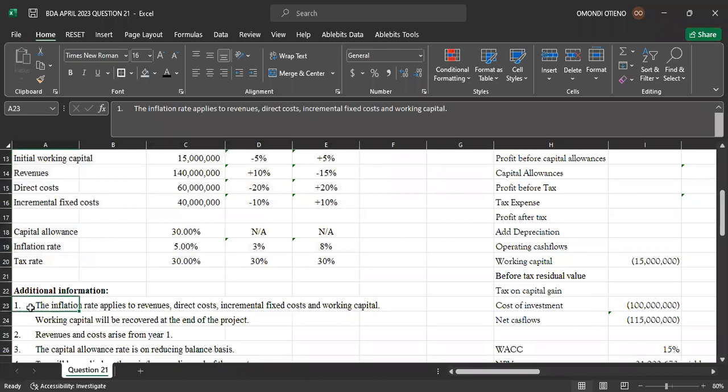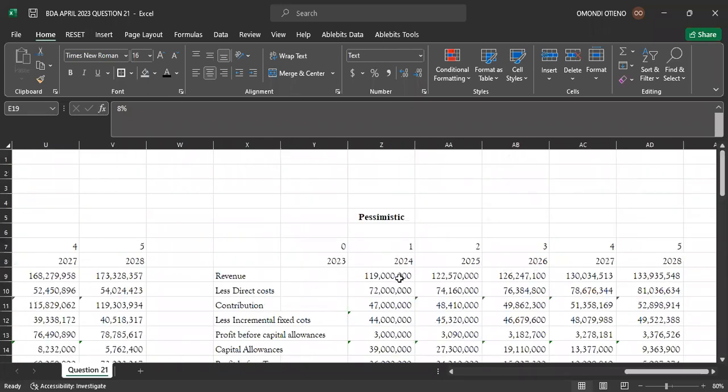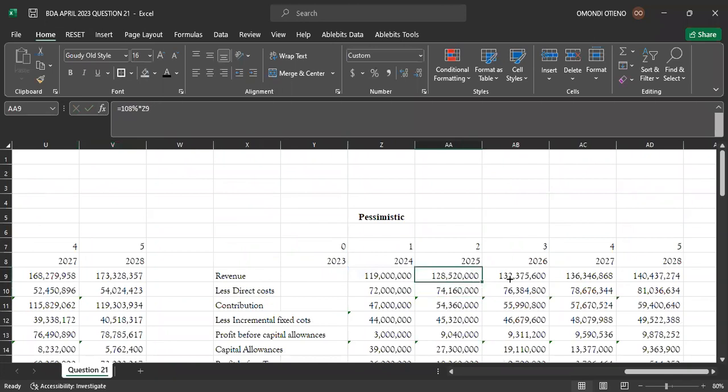Under additional information, inflation rate is affecting revenue, direct cost, incremental fixed cost, and working capital. But now, whatever has changed is, it is not 3% under pessimistic, it is 8%. Very interesting. I just come up here to my revenue. I know very well this one, it is now going to be 108. That is what I need to do. Just as simple as such. I'm through with the revenue.